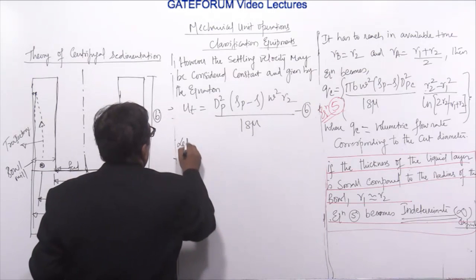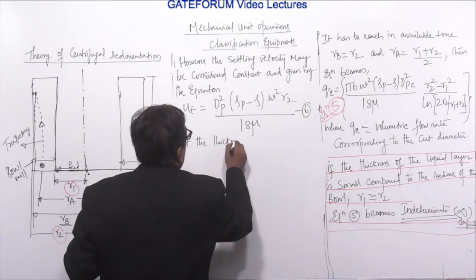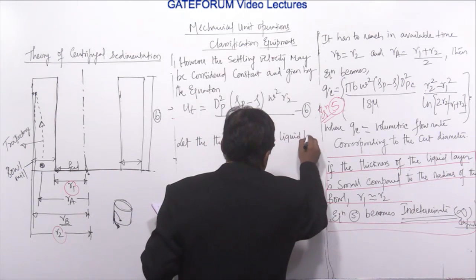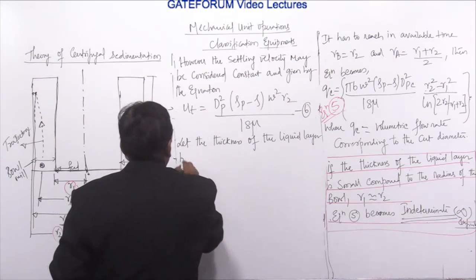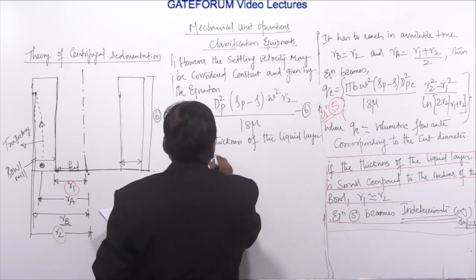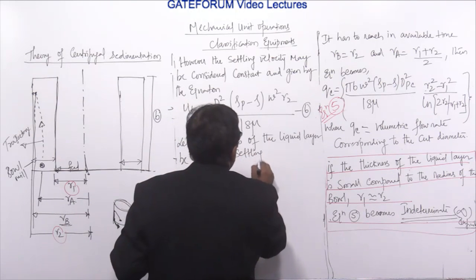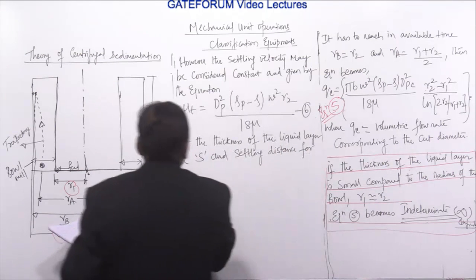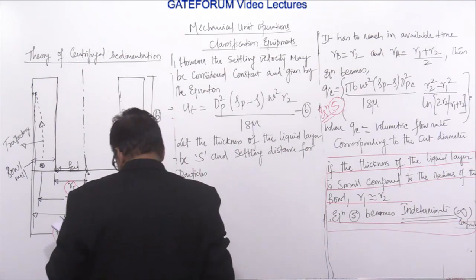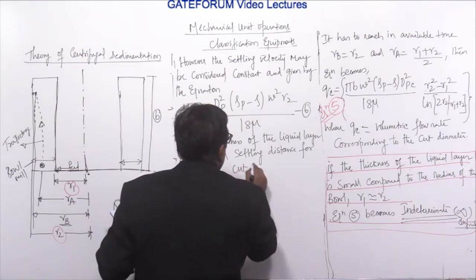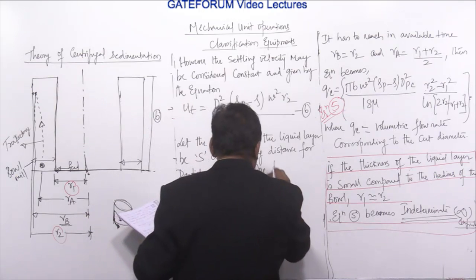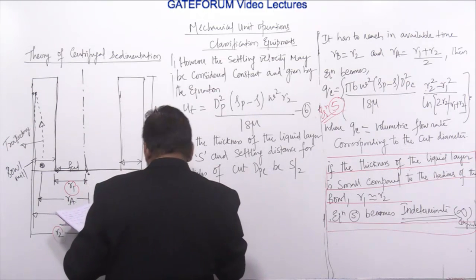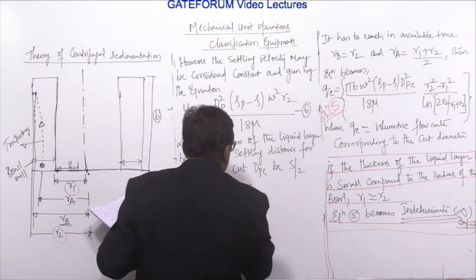Let the thickness of the liquid layer be S, and the settling distance for particles of cut dpc, means cut point diameter, be S by 2. Then ut is equal to S by 2t.